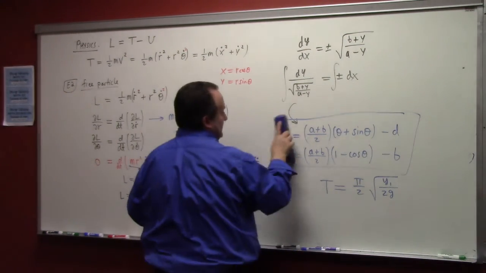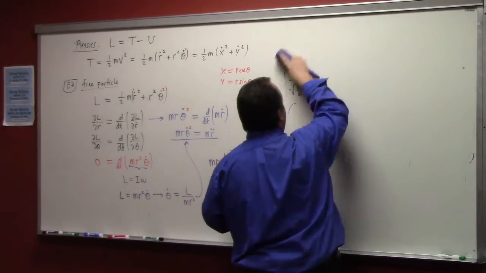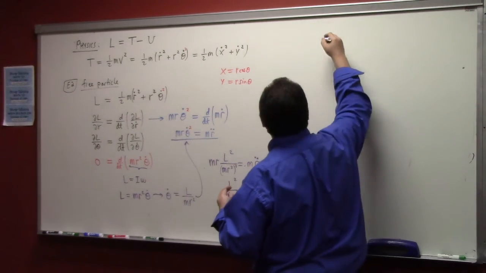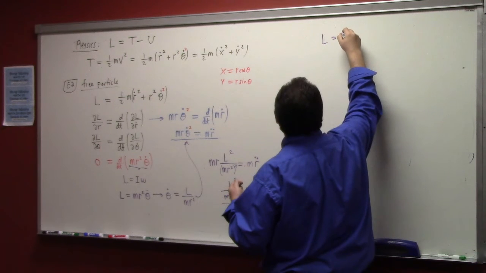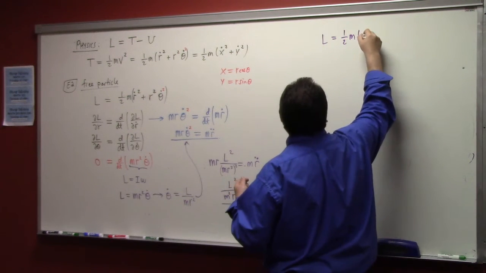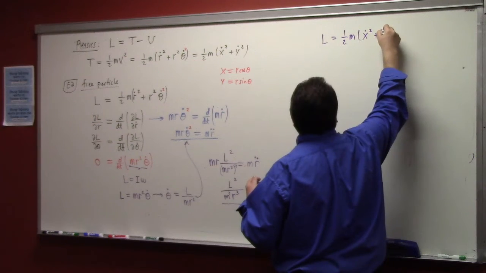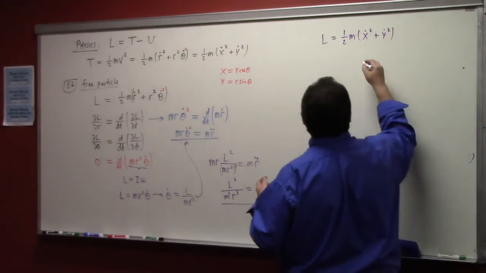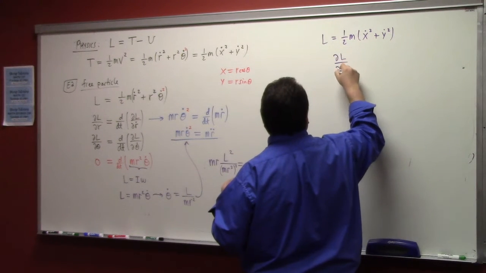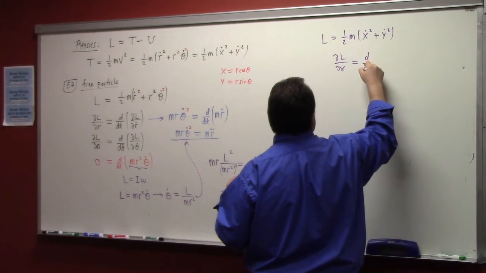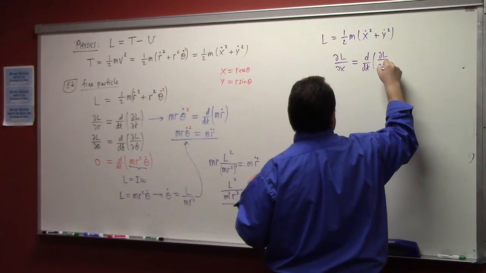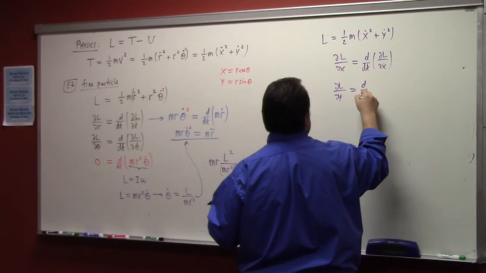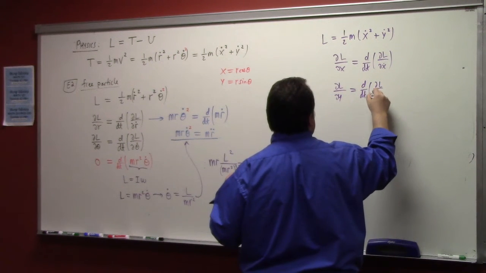Now look at how much easier this is in Cartesian coordinates, right? So in Cartesian coordinates, we just have 1/2 m x dot squared plus y dot squared, right? What are the Euler Lagrange equations? You got partial L, partial x is d dt, partial L, partial x dot, and partial L, partial y is d dt, partial L, partial y dot.